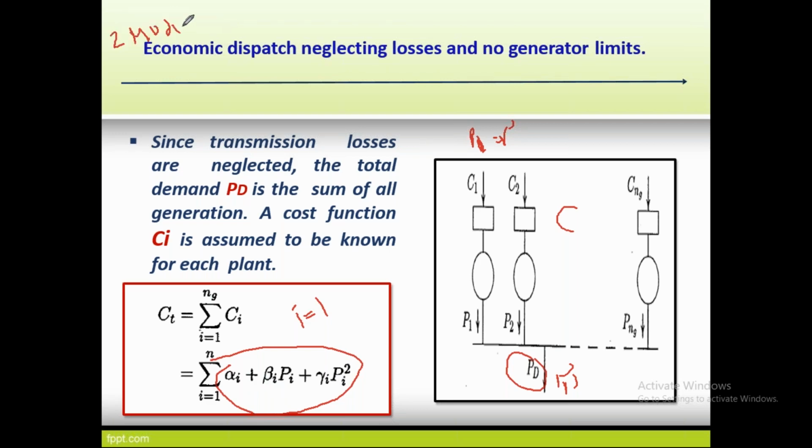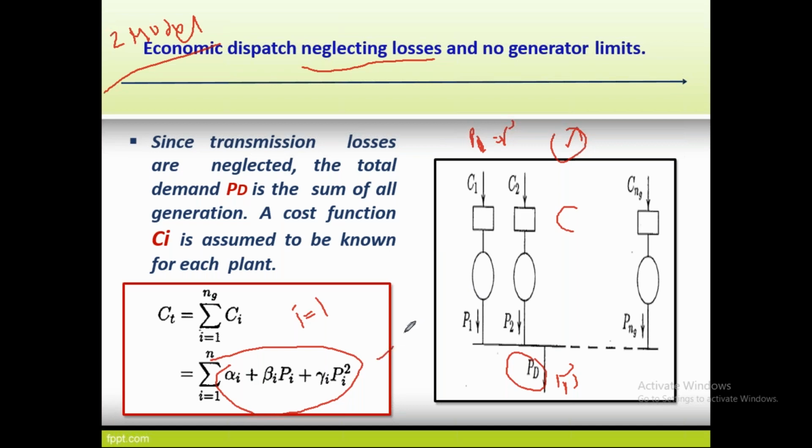Already we did the previous problems. The same problems we can solve using this method also. But compared to the previous method, here we are neglecting the losses, and in the previous method there were certain limits, so we could calculate only for three units. But here we can calculate for any number of units. So that is the difference between the previous method and this method.